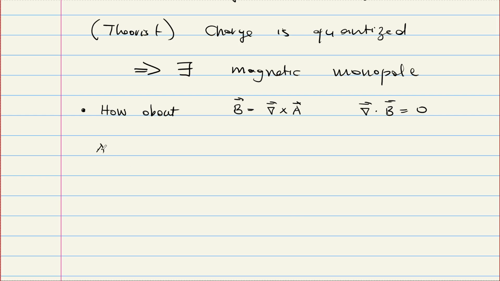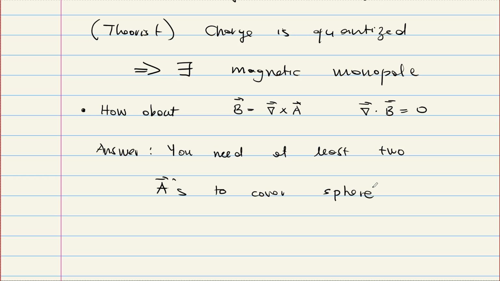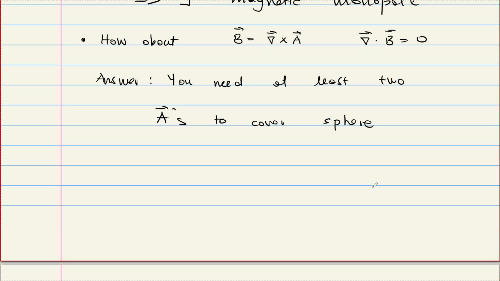So the answer: one A cannot do it, right? With one A, there is no way with a unique A that's defined globally to come up with this. The answer is, you need at least two vector potentials to cover a 3D sphere. And let me give you these A's, and then after that I'll finish the discussion.